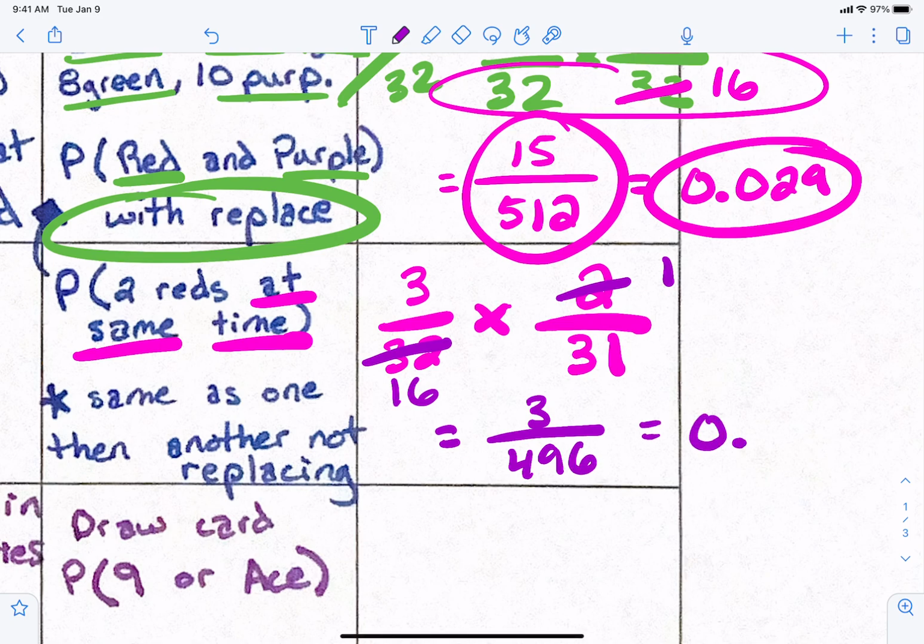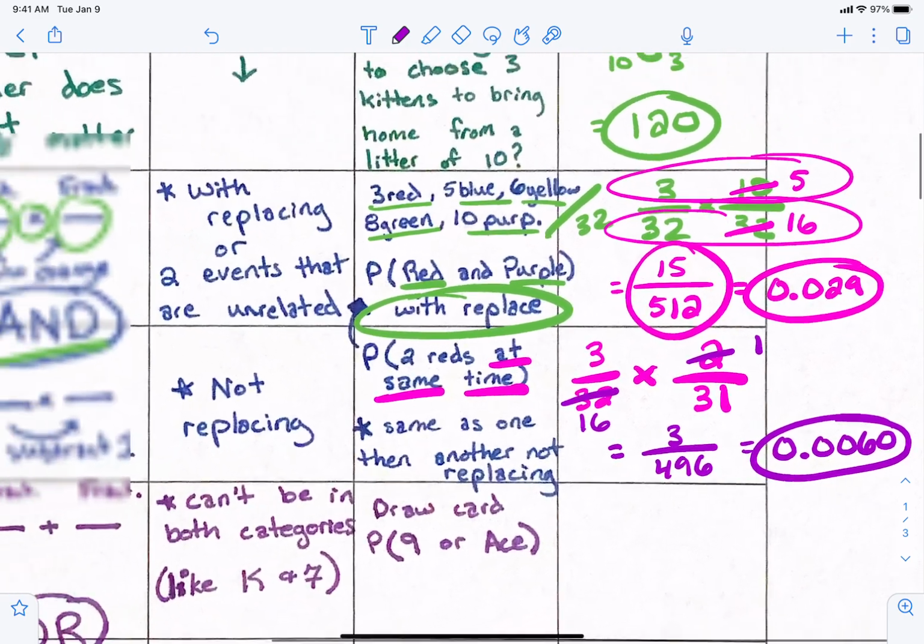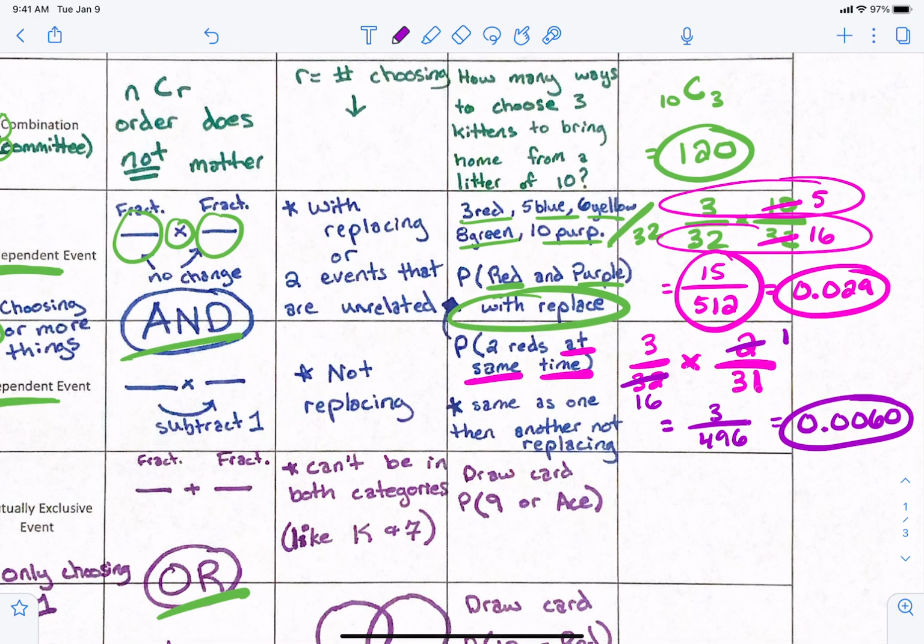0 point 0 0 6 0. Okay, there you go. Really small chance of that happening. Okay, good. That was pulling 2 marbles out, or 3 marbles. It could be 3 marbles.